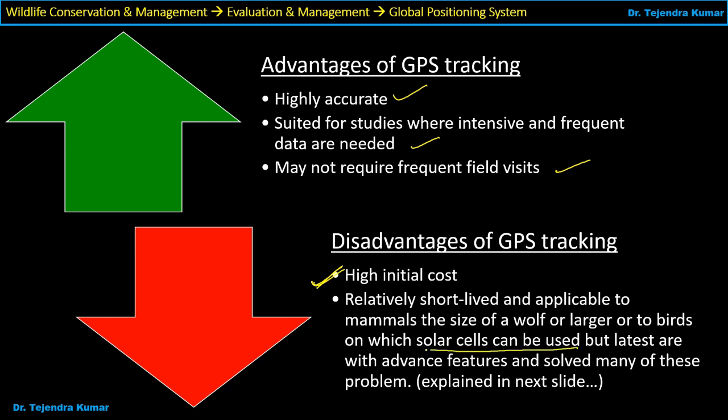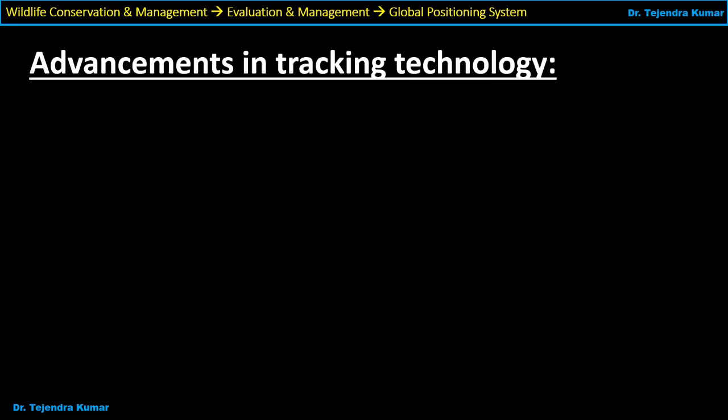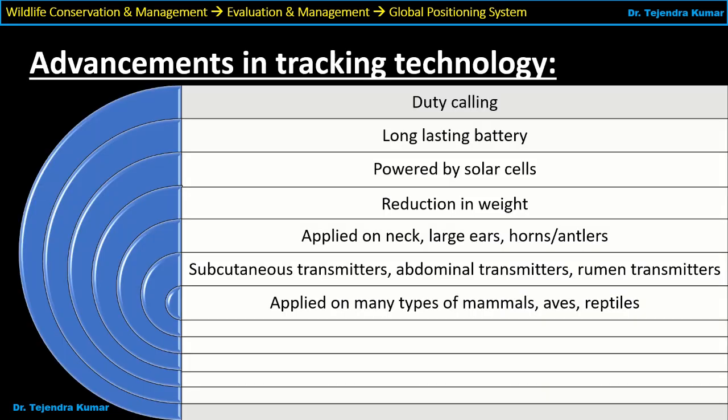So actually that happened earlier. But nowadays, new or the latest technology is introduced, with advanced features, and it has solved many of these problems. So time is saved, and solar cells are used in the birds so that they cannot be discharged, and the lifespan is longer, more than 8 years sometimes. So what are the advancements in the tracking technology or GPS system? We can say these are the things.